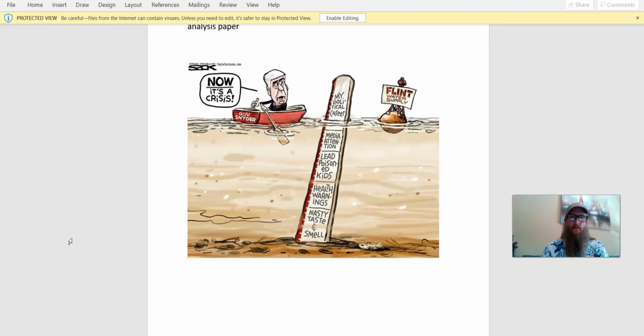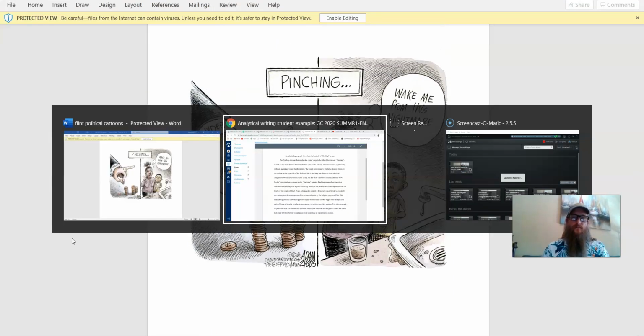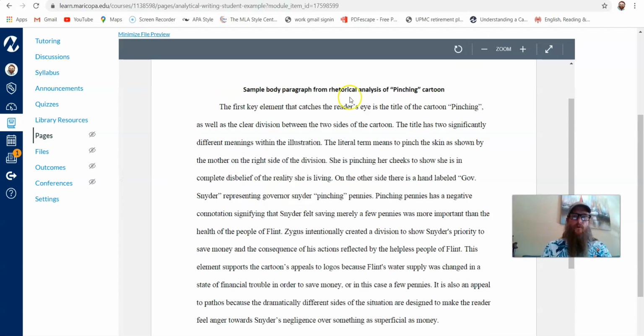It's about this cartoon, obviously, right? Now, remember, body paragraphs are the things in the middle, right? Not the introduction and not the conclusion. The instructions for the rhetorical analysis paper provide some pretty clear instructions for what you're supposed to do throughout the paper, so I'm not going to talk about the introduction and conclusion here. I want to talk about the body paragraphs, which is where you're going to be doing analytical writing.